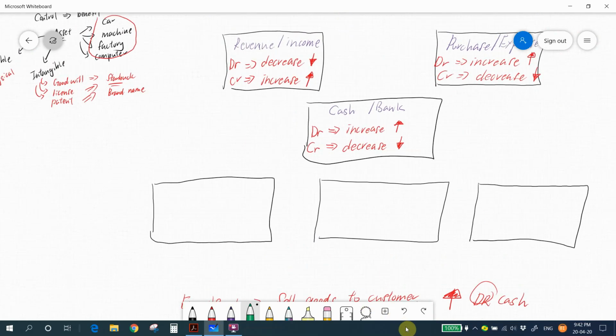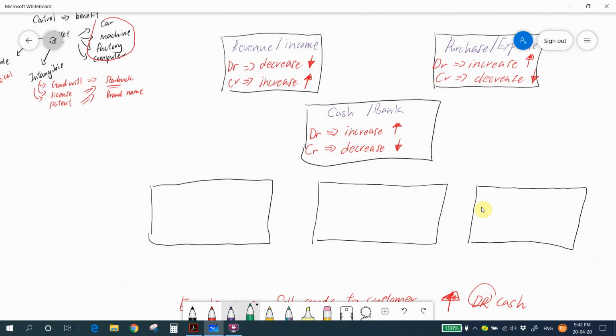Next, the next account that we want to discuss is asset account. For asset account, when your asset increase, we debit the assets account. When your asset decrease, we credit the asset account. Let me give you some example on the increase of asset and decrease of asset.